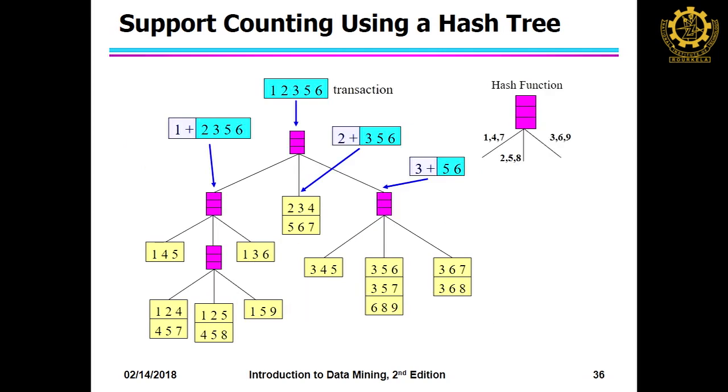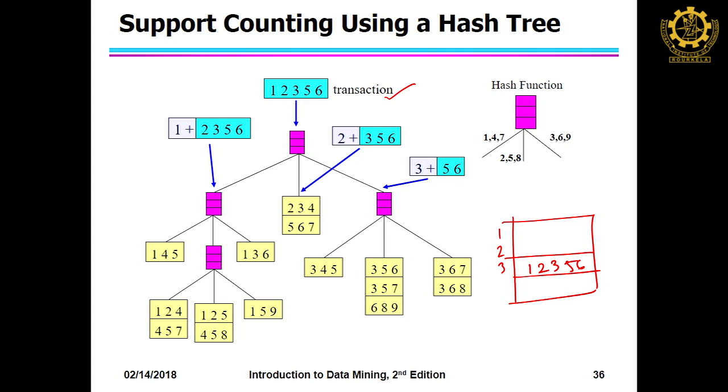Now, suppose you have a transaction 1, 2, 3, 5, 6. How do you search or find the support of the candidate item set? Suppose you have the data set here, and let us say this transaction consists of the items 1, 2, 3, 5, 6.